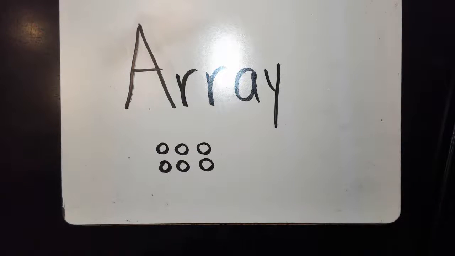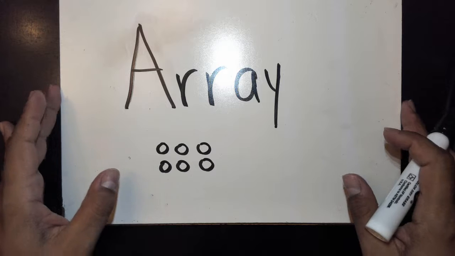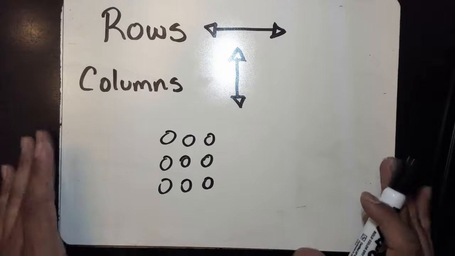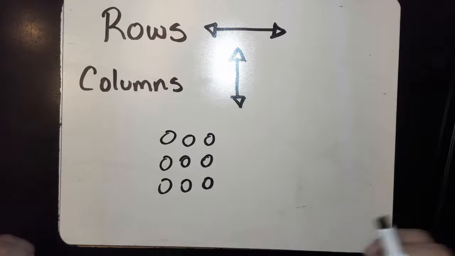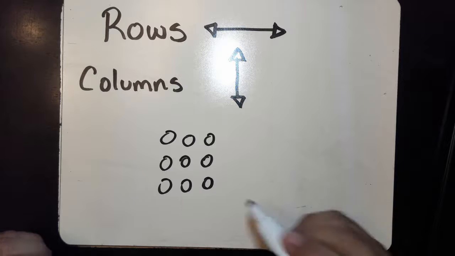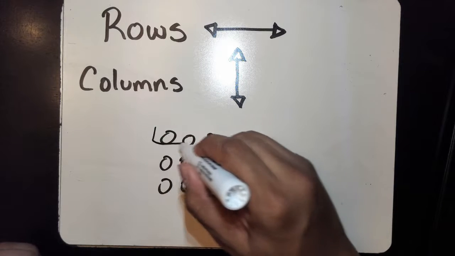An array is when you arrange objects, pictures, or numbers in order using rows and columns. Rows, they're from left to right, while columns are up and down. And you count how many rows you have.